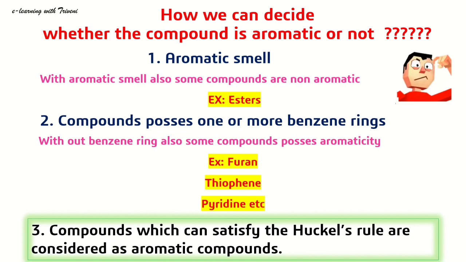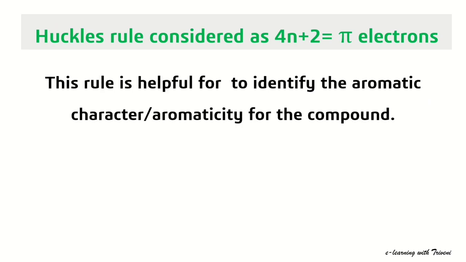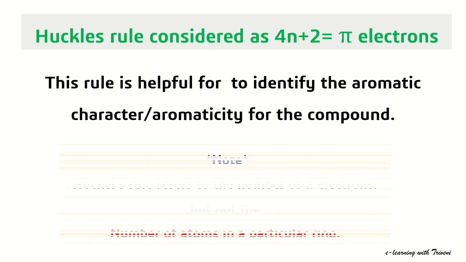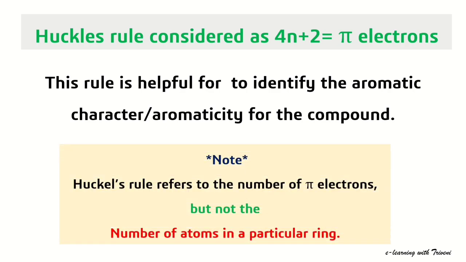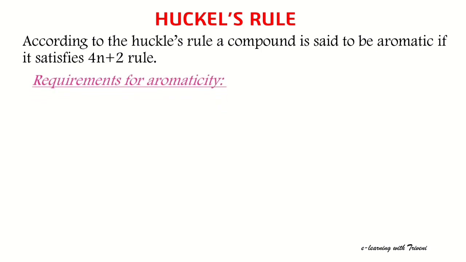Then how can we say whether a compound is aromatic or non-aromatic? Compounds which satisfy Huckel's rule are considered aromatic compounds. What is Huckel's rule? Huckel's rule is 4n plus 2 equal to the number of pi electrons. This rule is helpful to identify the aromatic character or aromaticity of a compound. Huckel's rule refers to the number of pi electrons but not the number of atoms in a particular ring. According to Huckel's rule, a compound is said to be aromatic if it satisfies the 4n plus 2 rule.